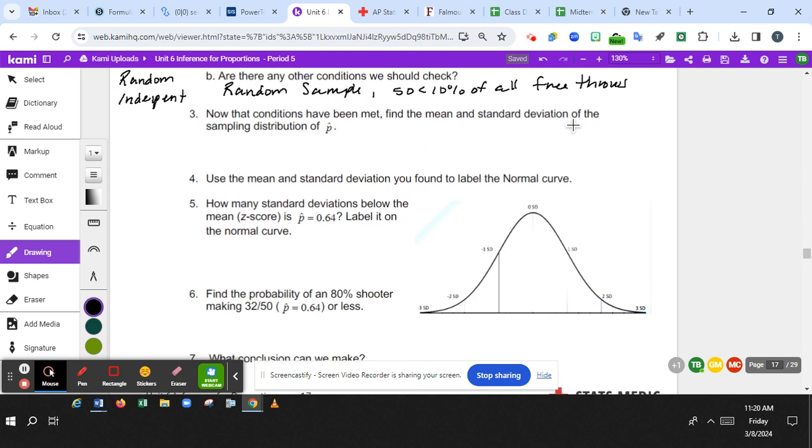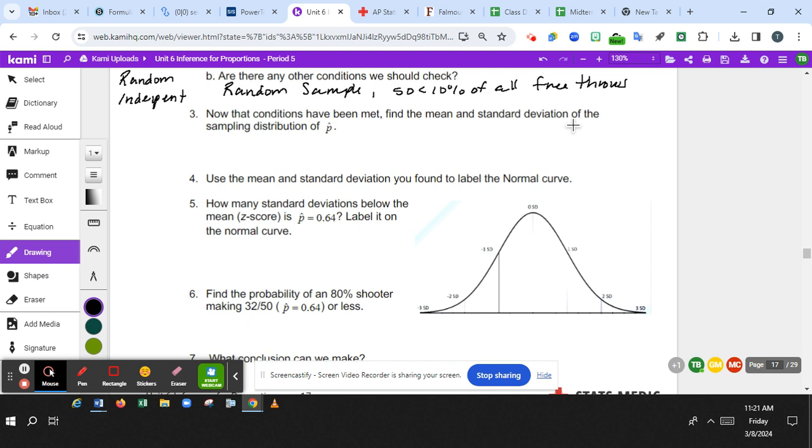Okay, so now that our conditions have been met, we're going to find the mean and the standard deviation of our sampling distribution. So this is going back to Unit 5. And remember, the things we've seen in Unit 5 with the sampling distribution include that as the sample size increases, the standard deviation decreases, and therefore the spread decreases in the data. It has a smaller spread. We also say that as the sample size increases, the distribution becomes approximately normal.